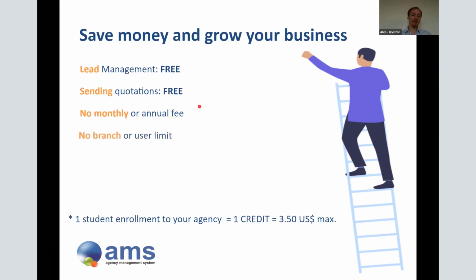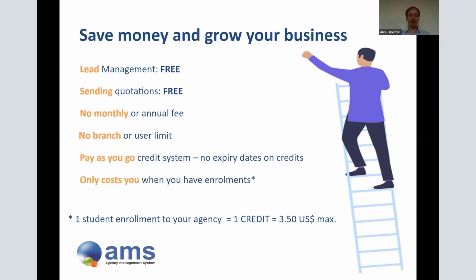Rather than that, you basically purchase AMS credits. And each time you have a student enroll to your agency, so each time a student says, okay, I'm ready to move forward and move into the application stage, you would pay 1 AMS credit, or on average $3. It doesn't matter how many applications you have, by the way, so it could be 1 or it could be 10. Still, you would just be charged 1 AMS credit. You can have as many users as you want as well, and as many branches, so you're not limited in that way. And it's just going to cost you when you have enrollments.